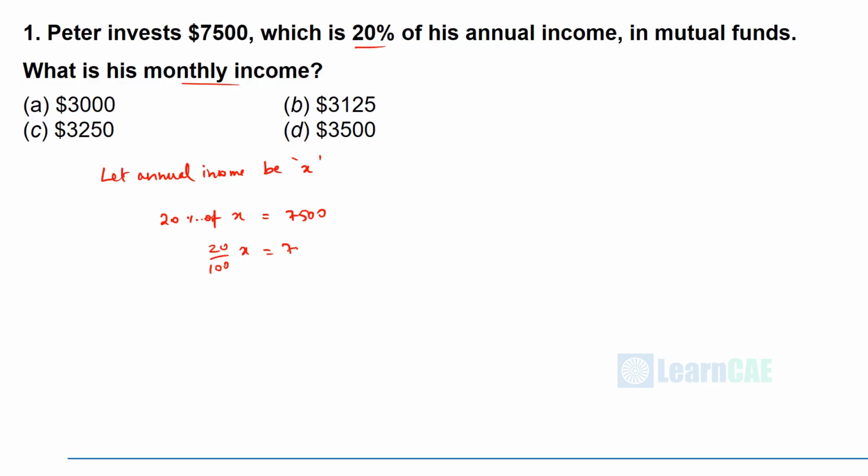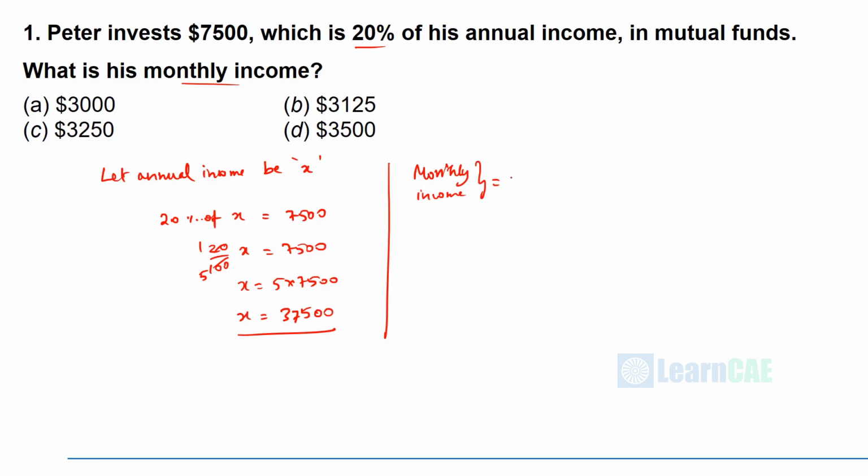X is equal to 7500. X will be equal to, this is 1 by 5, 5 into 7500. X is equal to 5 5s are 25, 2, 5 7s are 35, 36, 37. 37500. This is his annual income, but they are asking the monthly income. Therefore, monthly income is equal to 37500. That is annual income divided by 12.